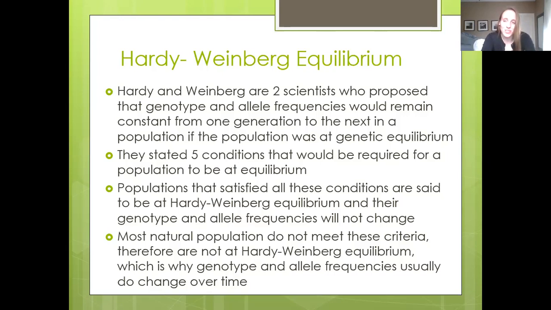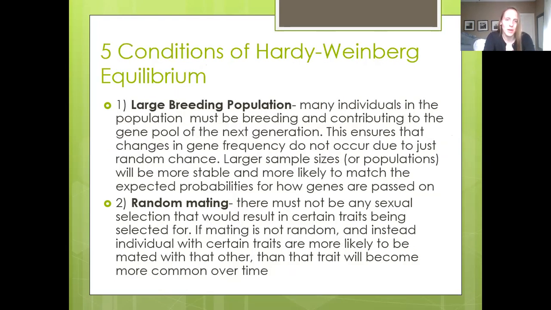Most populations don't actually satisfy all 5 of these criteria. They might meet a couple of them, but it's rare for a population to meet all of them. And so most populations are not at equilibrium, which is why most populations have changing gene frequencies. But we're going to look at it anyway.